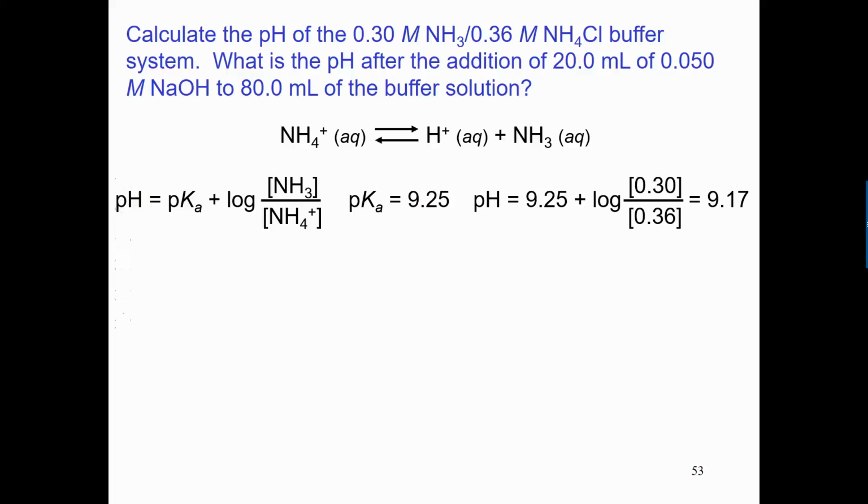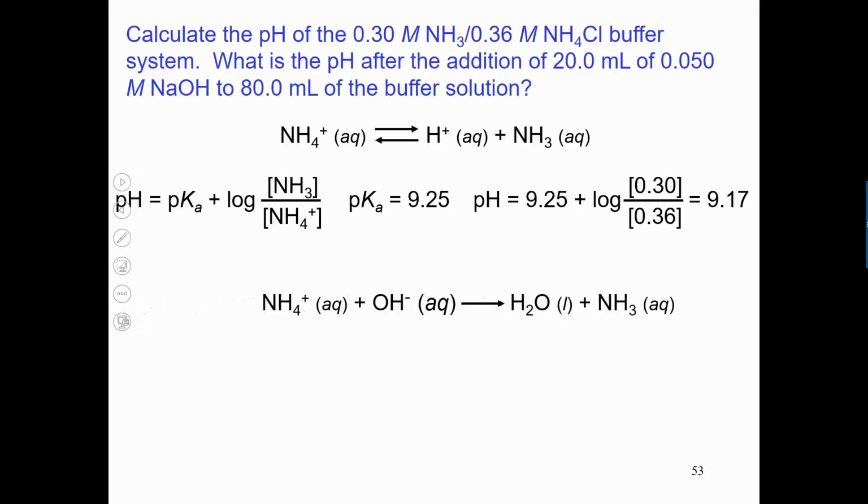Okay, so this is what it should look like. Now I gave you a KB, but this time you converted it to the KA. You noticed that right away, so good job. Last time you guys were a little more confused about that, so did good on that. You found the pKa to be about 9.25. 9.25 plus a log of 0.3 over 0.36, you get 9.17 or 9.18. Okay, good.